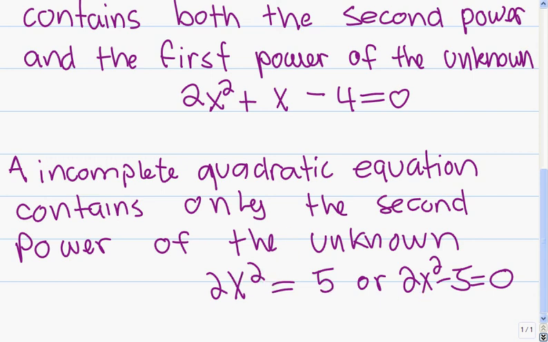So these are both examples of an incomplete quadratic equation, because although this equation has two terms, the second term is not a variable raised to the first power, it's a number. And the only variable that it has is raised to the second power. There's no variable raised to the first power. That's why it's an incomplete quadratic equation, because there is no variable raised to the first power.